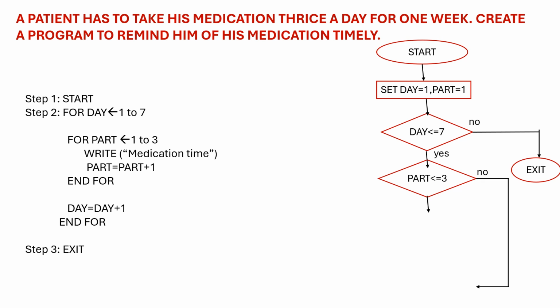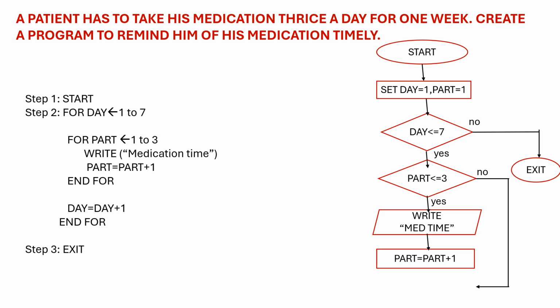If it wasn't part 1, then it would have gone to no, but since it is part of part 1, it will execute write medicine time, and after writing it down, it will increment the variable part. Whereas if the part does not obey the condition stated in the decision, obviously it will move on to the no statement, and no will help it increment the day, the outer loop variable, to 1.